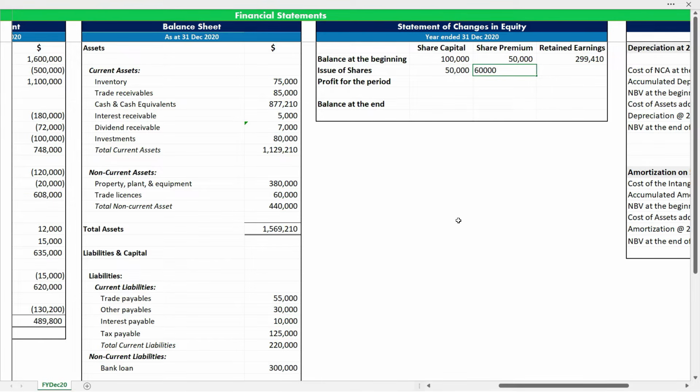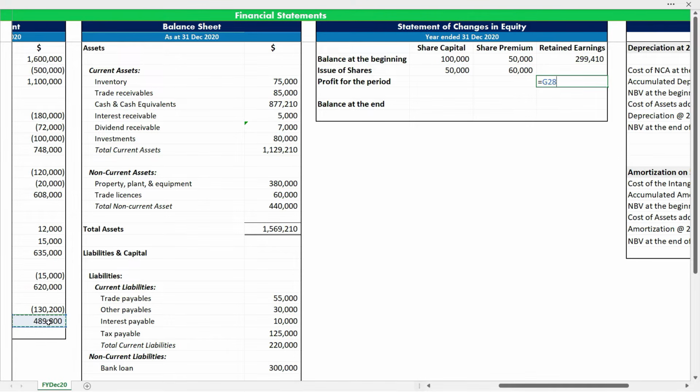So I'll add 60,000 here, and then for the profit for the period, we have to link our profit and loss statement. So I'll say this value and then link that to our profit and loss statement value, which is here.